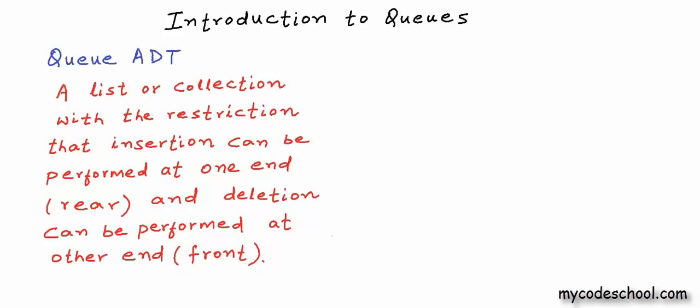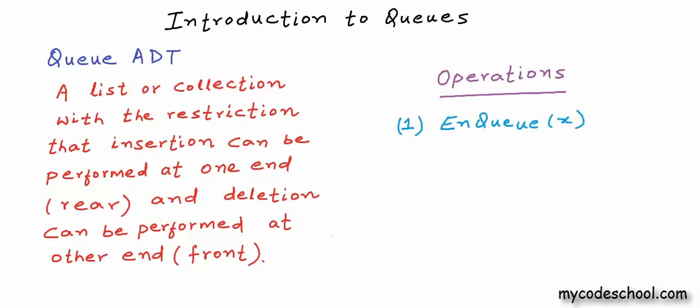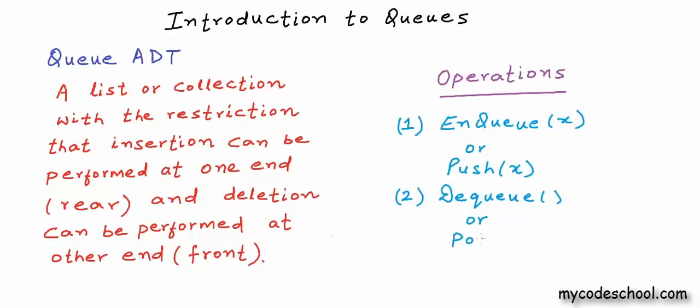Let's now define the interface or operations available with queue. Just like stack, we have two fundamental operations here. An insertion is called enqueue operation. Some people also like to name this operation push. Enqueue operations should insert an element at tail or rear end of queue. Deletion is called dequeue operation. In some implementations people call this operation pop also. Push and pop are more famous in context of stack. Enqueue and dequeue are more famous in context of queues.